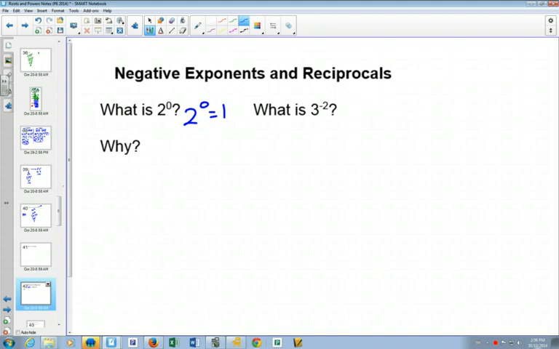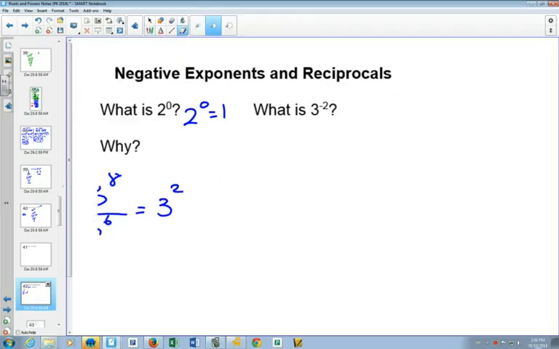Okay, now I'm going to try to come up with 2 different reasons why it has to be 1 and see if you guys agree with that or not. First one is using your quotient rule. Here's your quotient rule. If I have 3 to the 8 over 3 to the 6, what do I do? Same base. Subtract, so you get 3 squared, which is? 9. Good job.